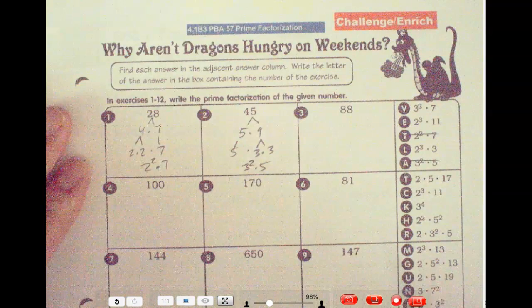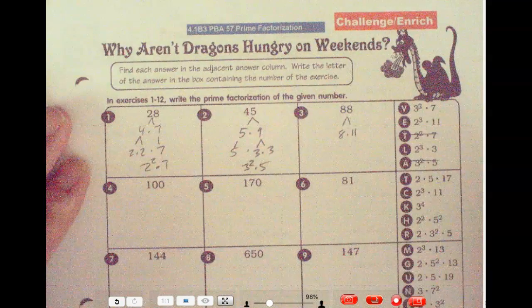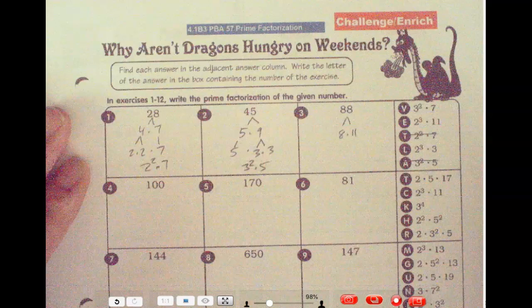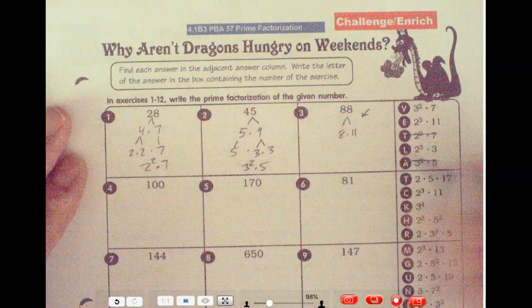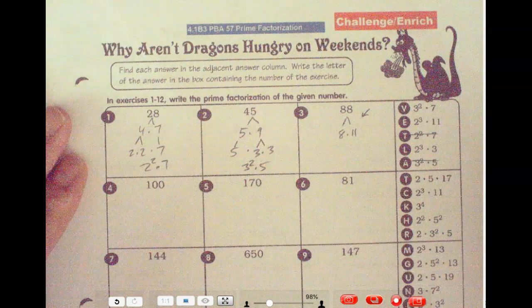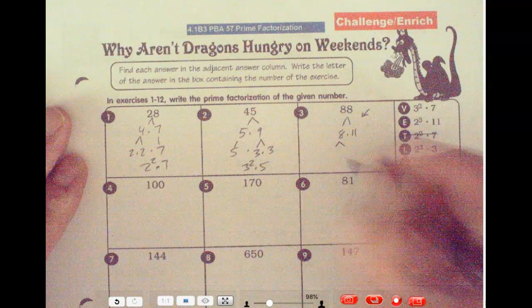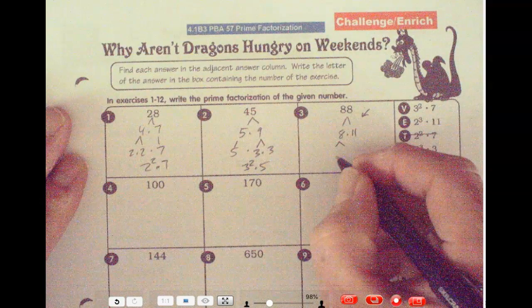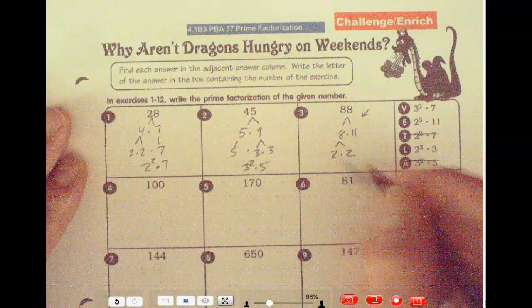All right, 88. Well, 8 times 11, you could have done, 22 times 4 or 44 times 2. I always try to choose two numbers that are closest together, the two factors that are closest together, because it makes the fewest lines when you are doing prime factorization. So this one could be 2 times 2, and it's all right, 2 times 4.